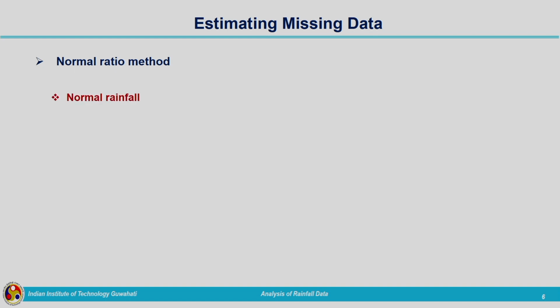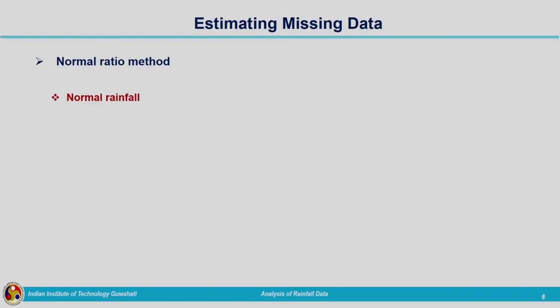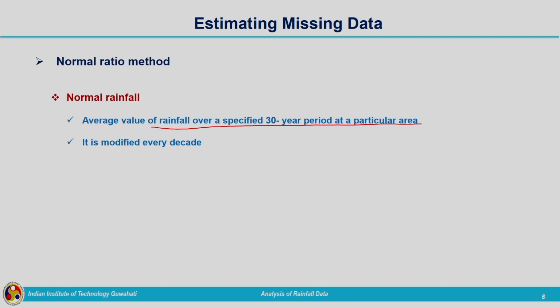For the normal ratio method, we need to understand normal rainfall, a general term we use in hydrology. Normal rainfall is the average value of rainfall over a specified 30-year period at a particular station. That is, normal rainfall is calculated from 30 years of data. We collect 30 years of data, which is averaged to get the normal rainfall at that particular rain gauge station. And this will be modified every decade.